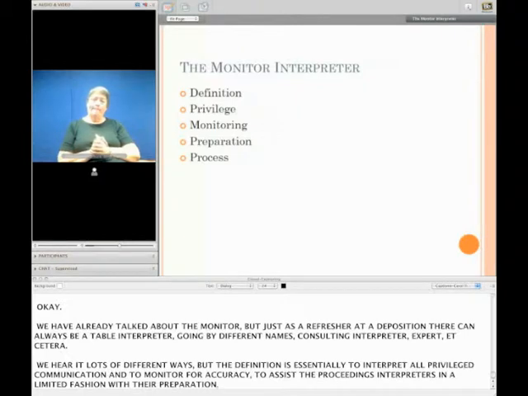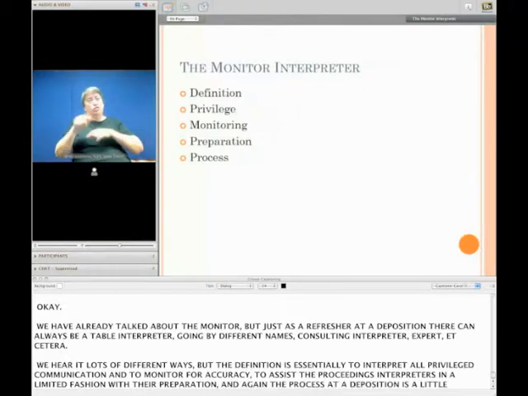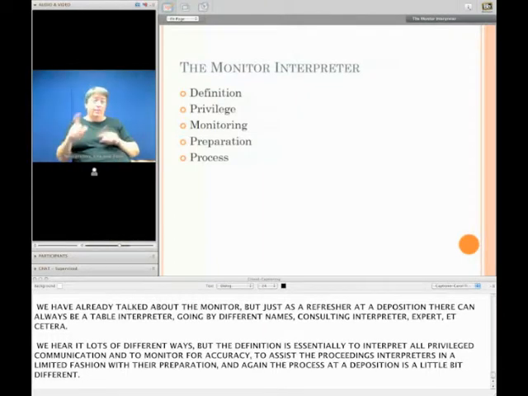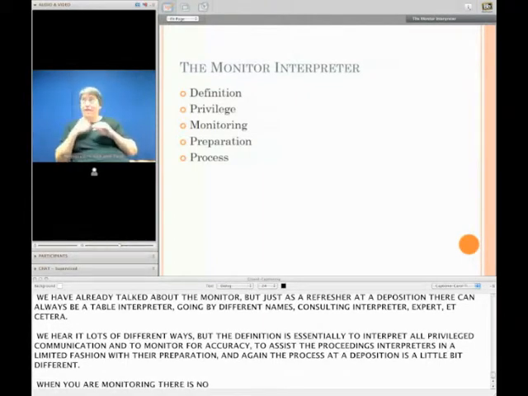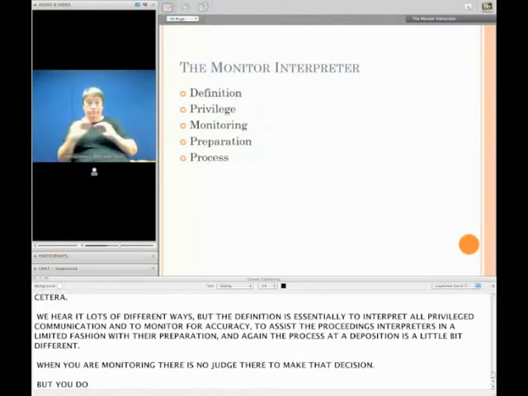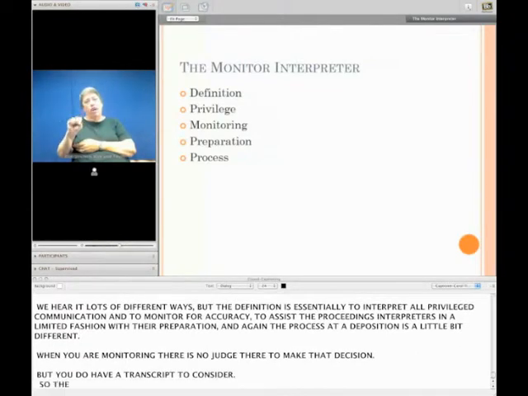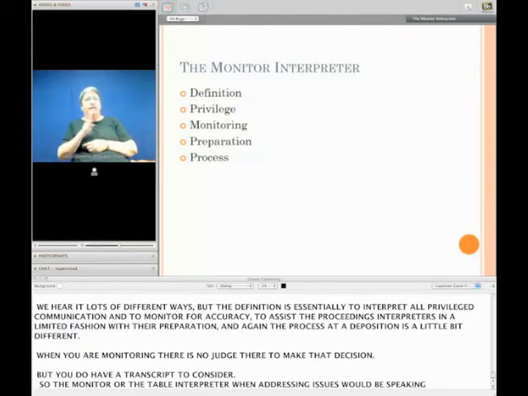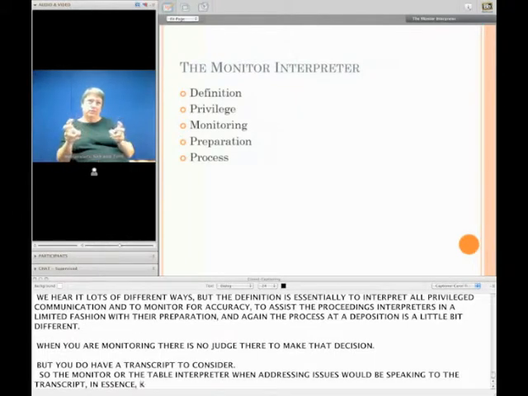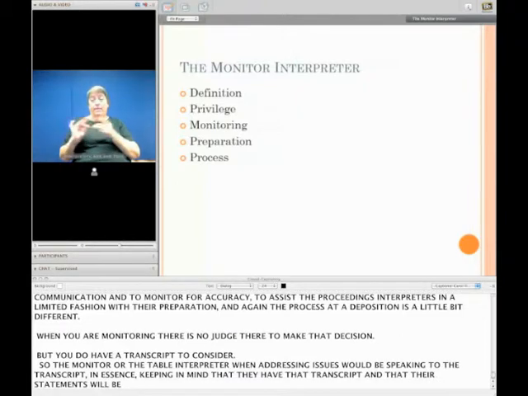And again, the process at a deposition is a little bit different because when you're monitoring, there's no judge there to make that decision, but you do have a transcript to consider. So the monitor or the table interpreter, when they address an issue, will be speaking to the transcript, in essence, keeping in mind that they have that transcript and that their statements will be preserved.